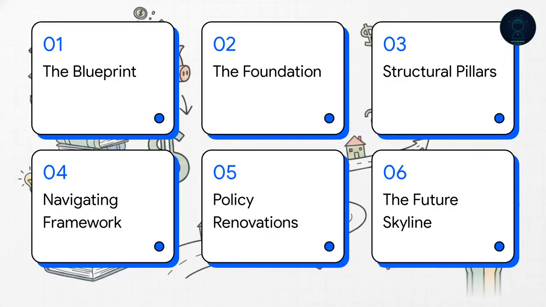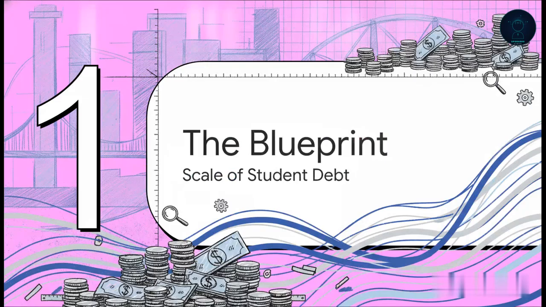Okay, let's dive into this. Here is our architectural floor plan for today. We'll hit the blueprint of student debt, designing the foundation, the structural pillars of relief, navigating the framework, recent policy renovations, and finally, the future skyline. Let's get building. Part 1.